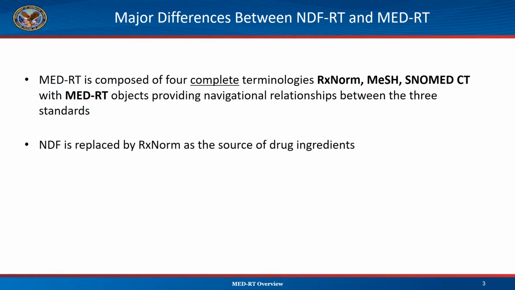The second major difference is that RxNorm is now used as the source of drug ingredients, whereas previously the source was VA NDF. RxNorm is the primary accepted and most ubiquitous drug terminology, and therefore we believe it to be an optimal source to build MedRT from.